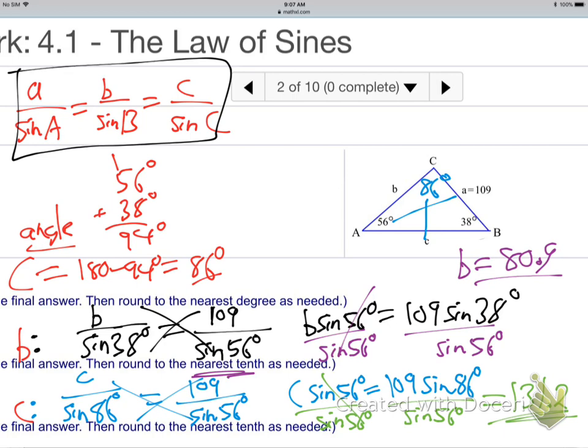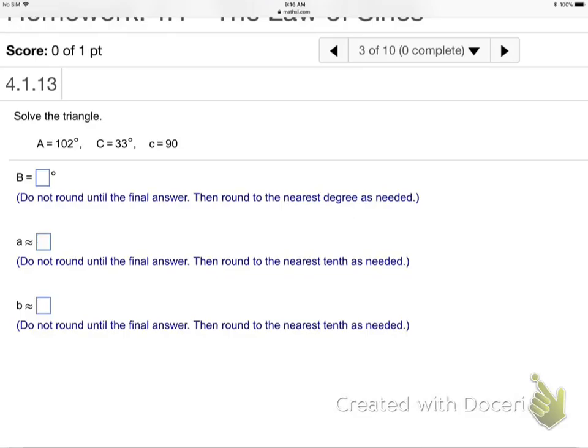Good. Questions on that then? Law of sines is not too bad, right? All right, I'll move on. So let's do that. They give us this setup. They tell me capital A is 102, capital C is 33, little c is 90, find other stuff. So let's draw the triangle. You can put them wherever. I'll just put A here and B here and C here. It doesn't matter where you put them.